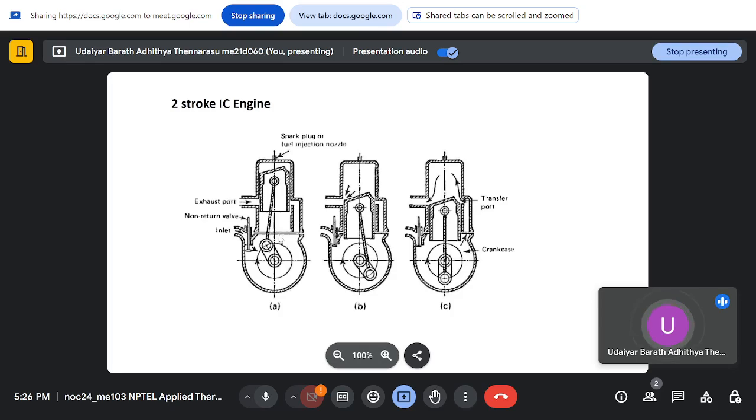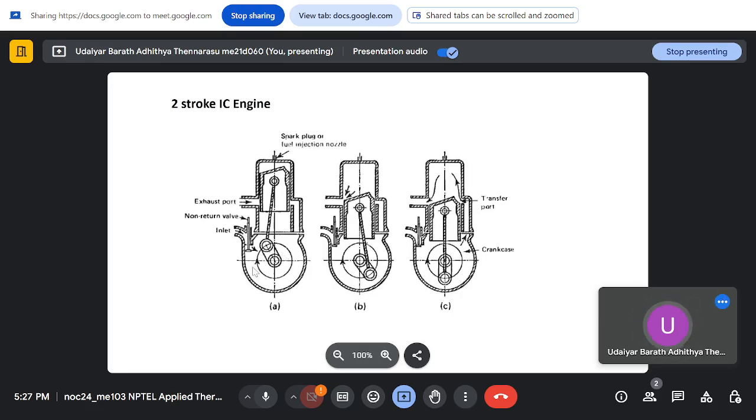When it goes down some more distance, the inlet air and fuel mixture inside the crankcase flows through the inlet port to the cylinder, and then again the piston starts moving up and compressing it. By the time the inlet valve opens and new fluid comes and occupies the crankcase, and this process is repeated. So this is how a 2-stroke engine works. Here the 4 processes are combined together and happen in 2 strokes.